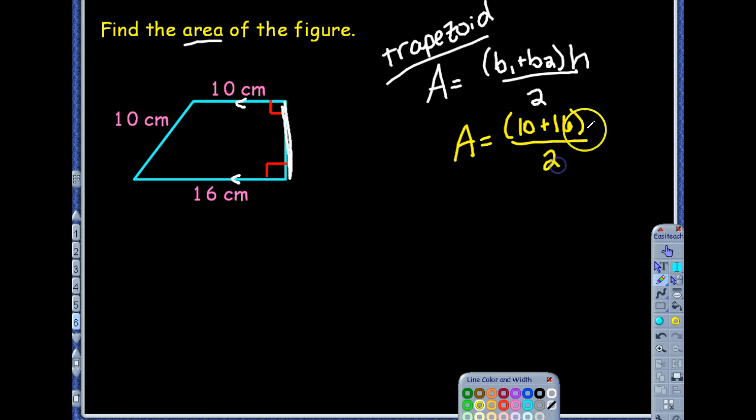The height is always perpendicular to your bases. So that's the question mark. Kind of like the last one. We had to find the height. Exactly. Now, we know that we're studying right triangles. Do you see any right triangles in this picture? No, but, okay, here's what I'm thinking.